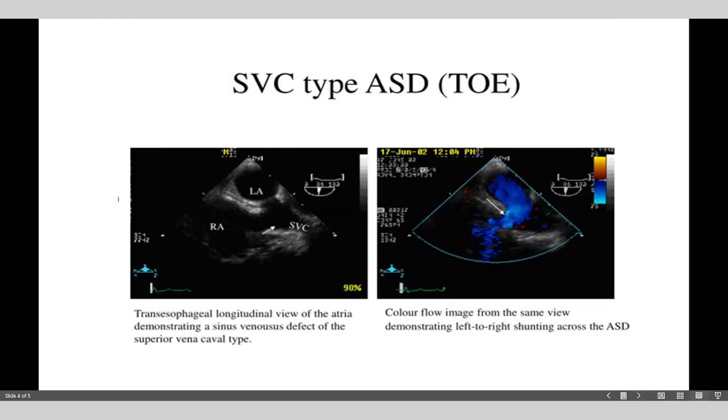And here you can clearly see this is the transesophageal echo showing the bicaval view. Here the bicaval view is taken at 90-degree angle and at mid-esophageal level. Here it is SVC, this is left atrium, this is right atrium. In color Doppler, it is clearly demonstrating there is a left to right shunt across the ASD. This is the blood flowing from LA to RA, left atrium to right atrium, across the defect.